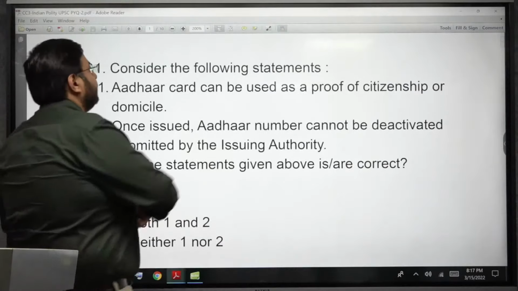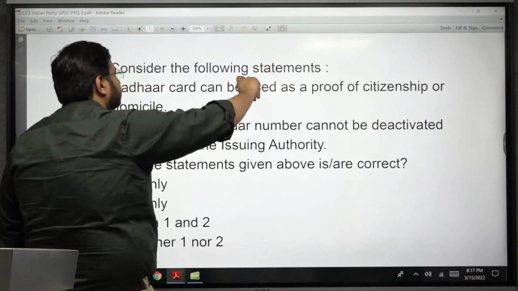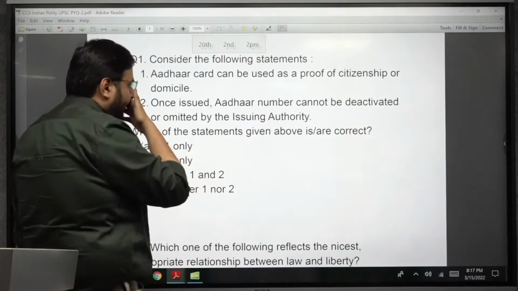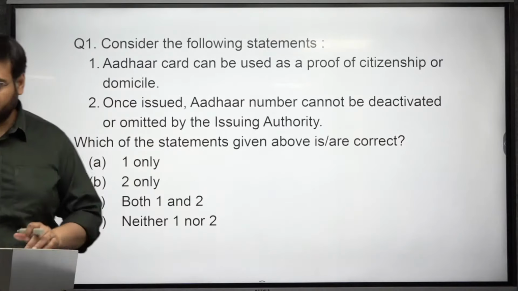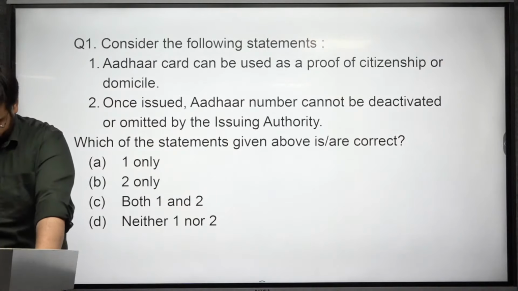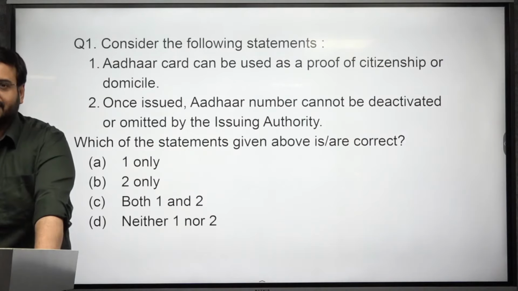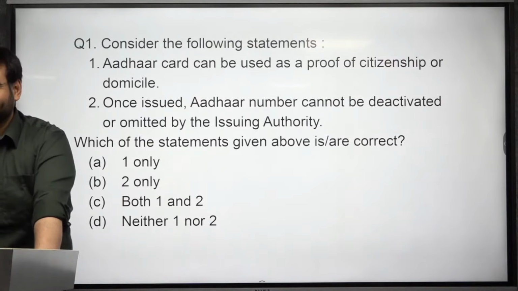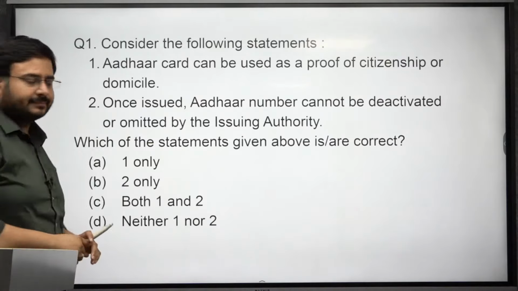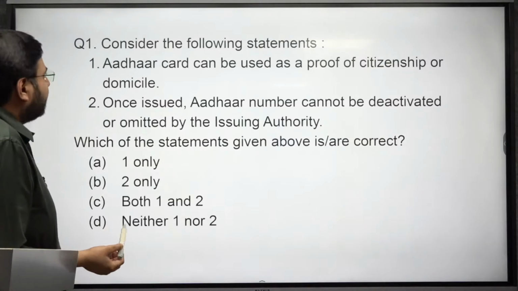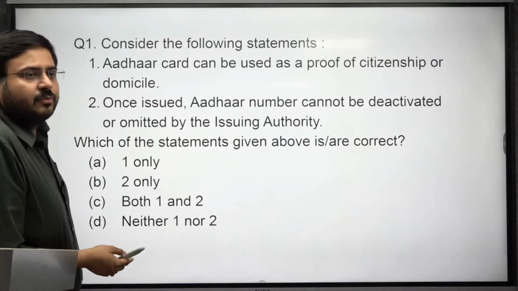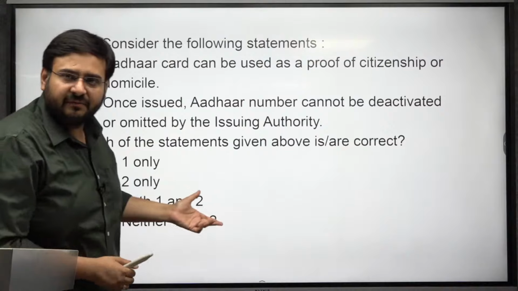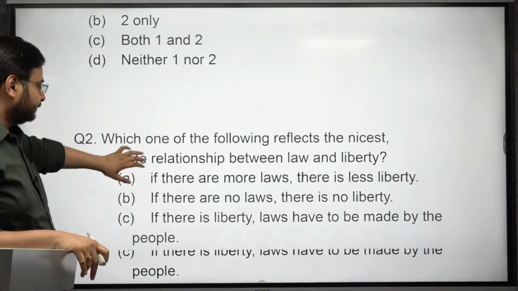Now look at this question, UPSC question. Question 1. Try to answer this. Remember the answers. Aadhaar card can be used as a proof of citizenship? No, it is a proof of residence. Right? Once issued, the Aadhaar card cannot be deactivated? Yes, it can be deactivated. Right? So answer will be D.